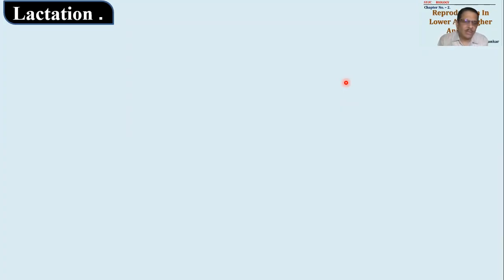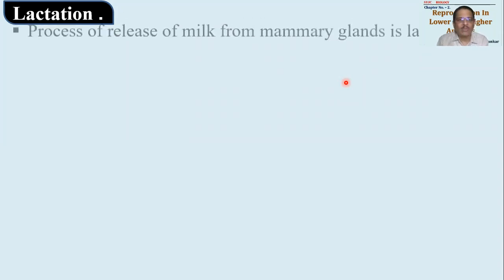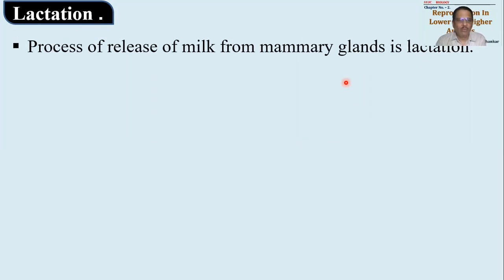Now after the baby's birth, a lactation process will start. What is lactation? Release of milk from the mammary glands is called lactation. See the definition given: release of milk from the mammary glands means milk is there, but it is not released till the baby's birth. It will be released only after the baby's birth.